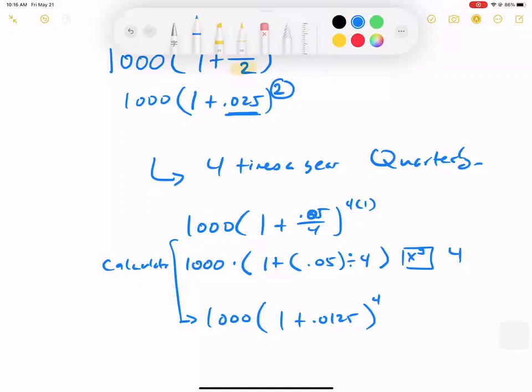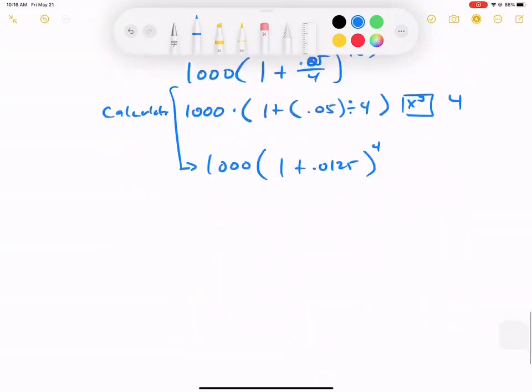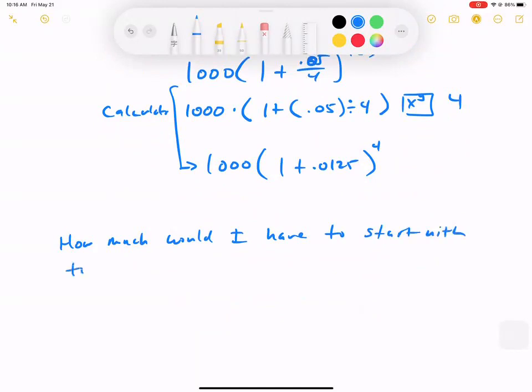Okay. Now, these aren't hard problems. When they ask you to set it up, that is not a hard problem. The hard problem is when they ask you these weird questions, like this. Let's come up with one question. How much would I have to start with to have $60,000 after 18 years at 5% interest?